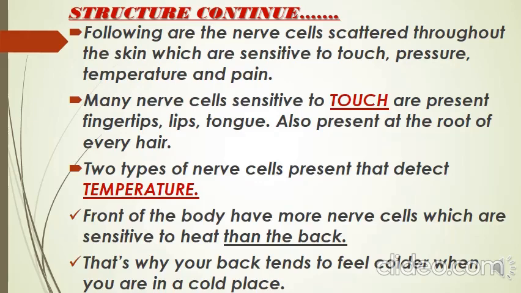Now next is temperature. There are two types of nerve cells that detect temperature: one for cold, the cold receptors, and the second for heat, the hot receptors. The front of the body has more nerve cells which are sensitive to heat than the back. Students, that's why your back tends to feel colder when you are in a cold place, because your front has more nerve cells sensitive to heat as compared to the back.